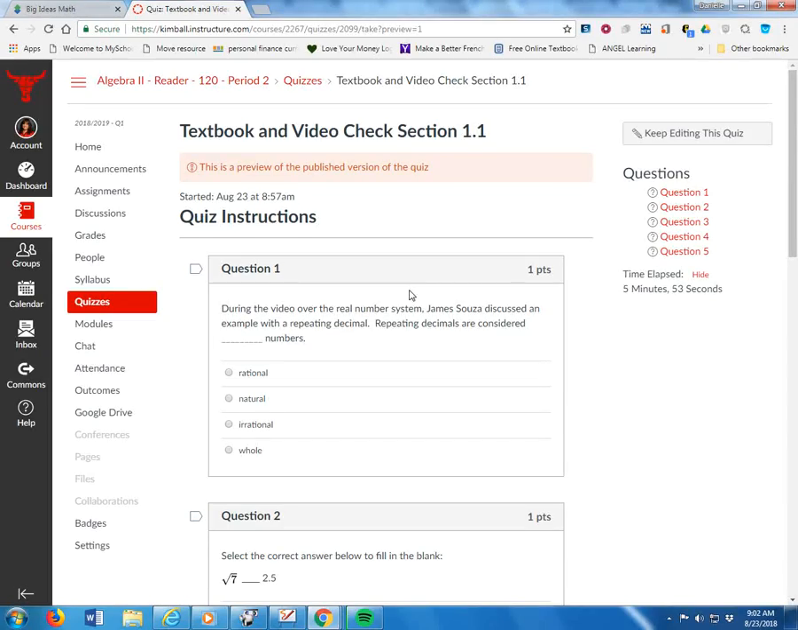So during the video, James Souza discussed an example with a repeating decimal. Repeating decimals are considered what kind of numbers? Rational. So what I want to give you for a trick, I'm trying to keep rational, irrational, all of those separate, and why a repeating decimal is a rational number. Give me an example of a fraction that gives you a repeating decimal. Pi. Nope. Pi doesn't repeat. 3.3333. Give me a fraction that gives you the 1/3. Perfect. Okay. There's an infinite number of examples that give you repeating decimals. But 1/3 is an example of a repeating decimal.